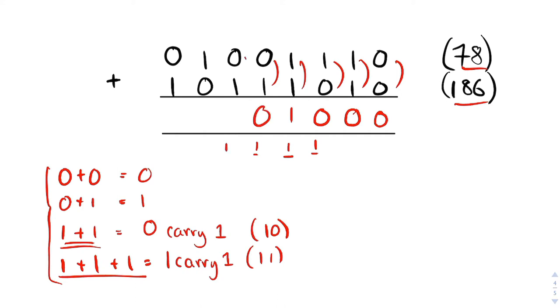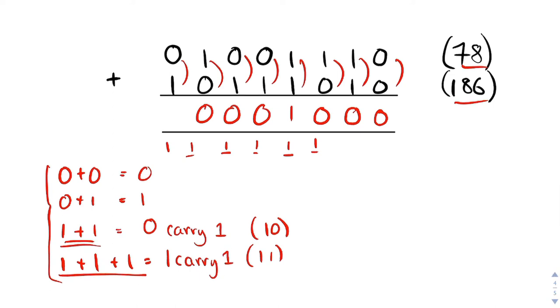We've got this again. 0 plus 1 plus 1 is 2, which is 0 carry 1. Now I've got a 1 plus 0 plus 1, which is again still 1 plus 1, which is 2. So that's 0 carry 1. And now finally, I've got another 0 plus 1, which is a 1, plus 1, which is a 0 carry 1.